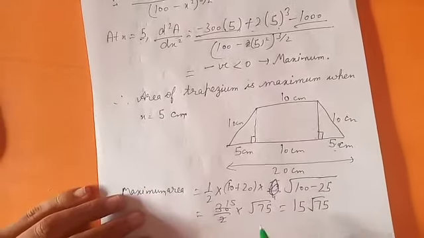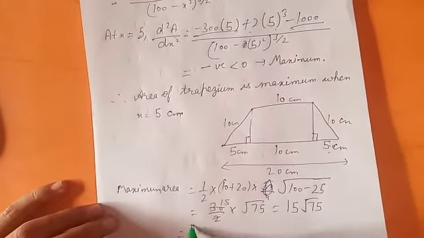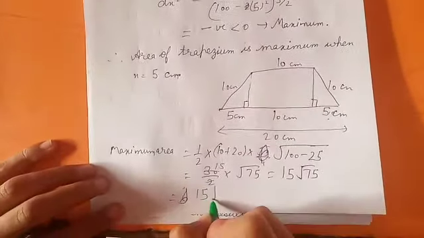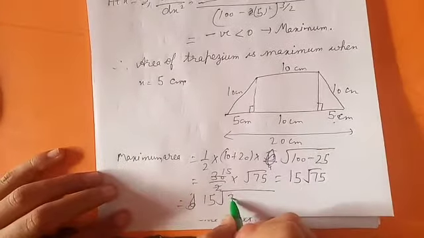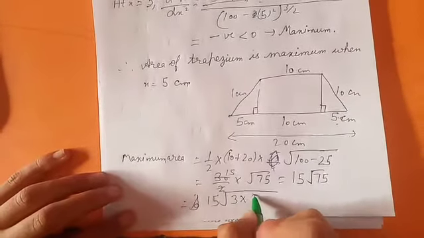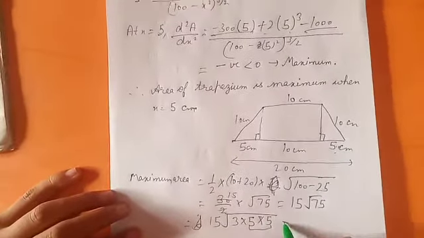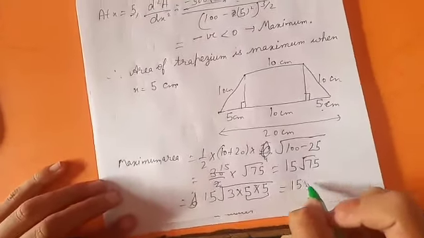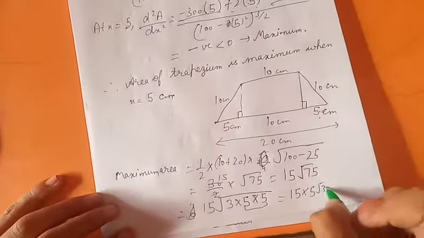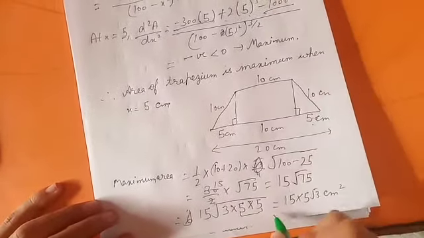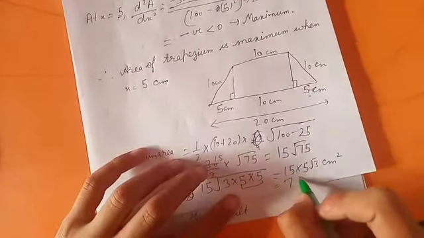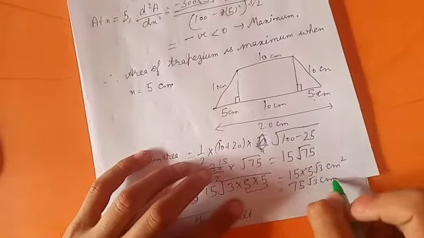And if we split 75 into its prime factors, we get 3 into 5 into 5. So 5 will be common from here, so we get 15 into 5 root 3 centimeter square, that is 15 into 5 is 75 root 3 centimeter square.